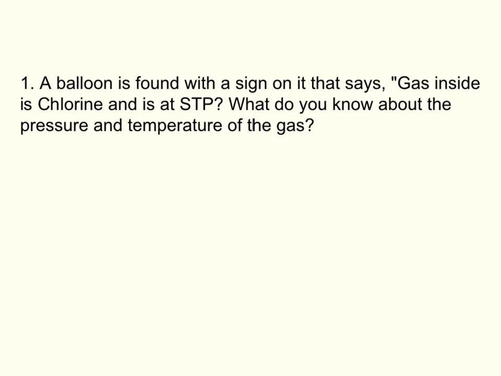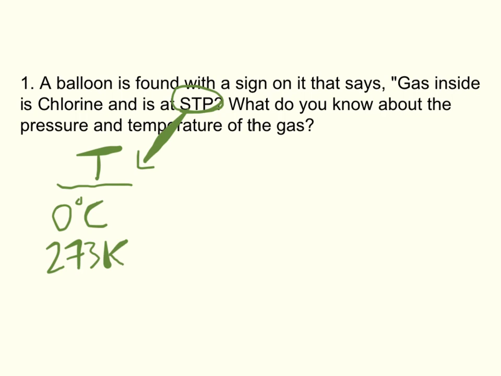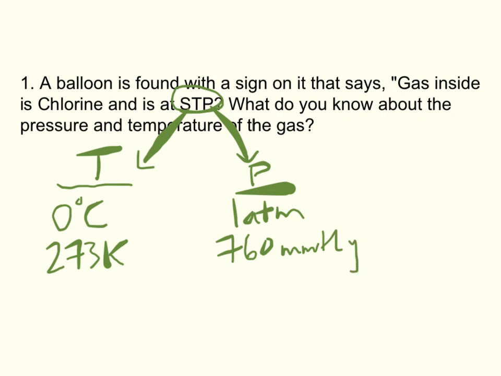This problem says a balloon is found with a sign on it that says gas inside is chlorine and is at STP. What do you know about the pressure and temperature of the gas? So here's the key. The gas is at STP. So that means the temperature is going to be 0 degrees Celsius. Another way of saying that is it's going to be at 273 Kelvin. We know the pressure of the gas is going to be 1 atmosphere, which is the same thing as 760 millimeters of mercury. So there you go. That's what we know about the pressure and temperature of this gas.